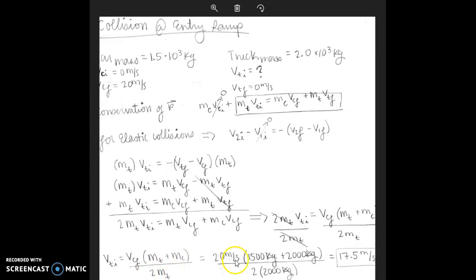And so whenever we plug in all of our values that are given, that's these, then we get that the car was moving at a rate of 17.5 meters per second whenever it hit the rear end of the vehicle.